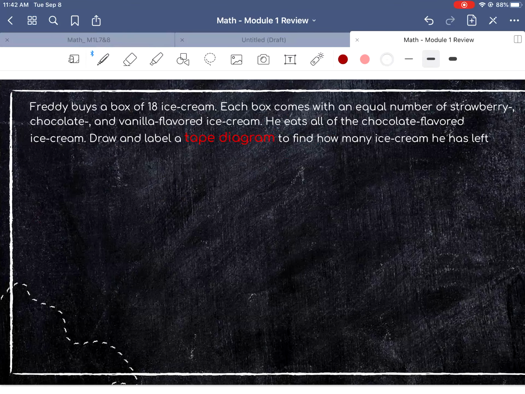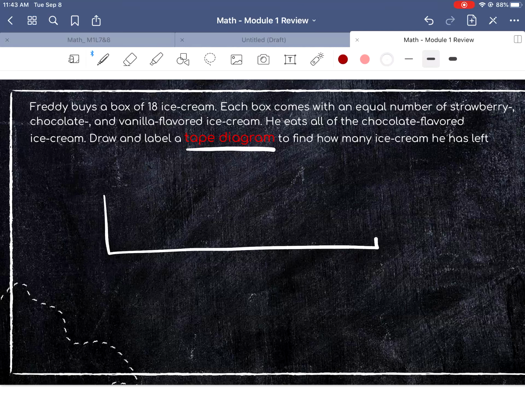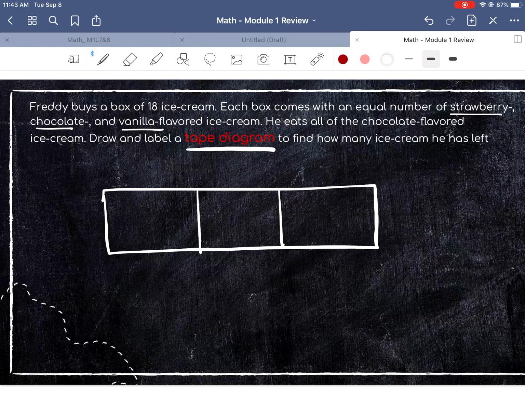Freddie buys a box of 18 ice creams. Each box comes with an equal number of strawberry, chocolate, and vanilla flavored ice cream. He eats all of the chocolate flavored ice cream. Draw and label a tape diagram to find how many ice cream he has left. So as always, I begin with this long rectangle, and since there were 3 flavors, I'm going to split mine into 3 boxes.